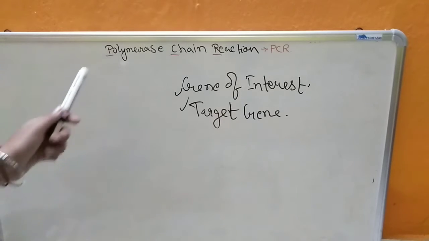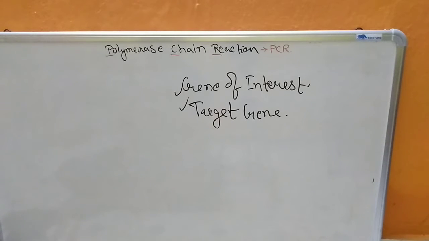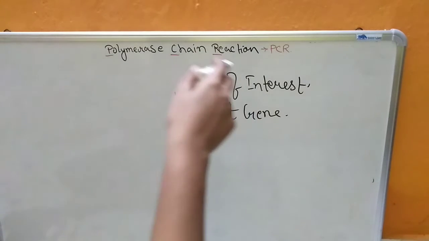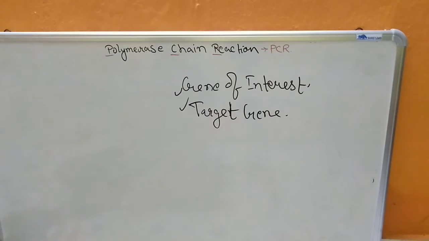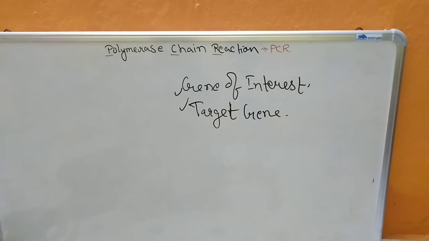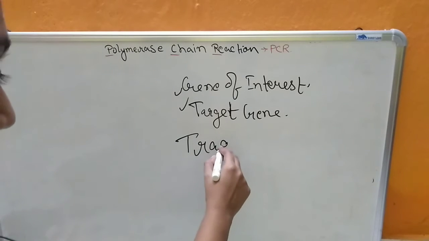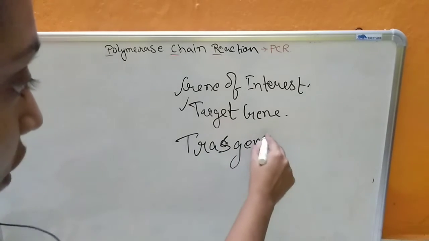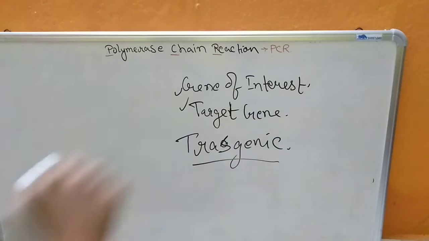Through this polymerase chain reaction we will study how to produce multiple copies of a particular gene of interest, or the target gene, that we have extracted from the foreign organism. This gene of interest will then be incorporated inside the host organism where we can see the new characters. With the incorporation of this gene of interest into the host body, the host body will become a transgenic organism, which will show the desired characters that we want.